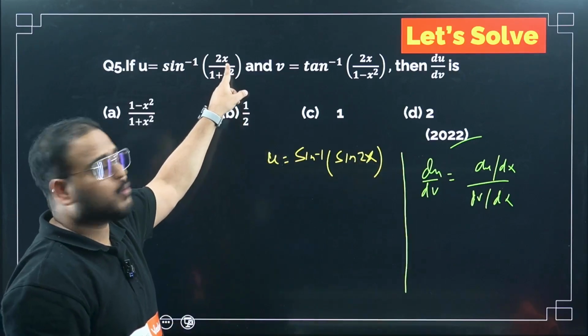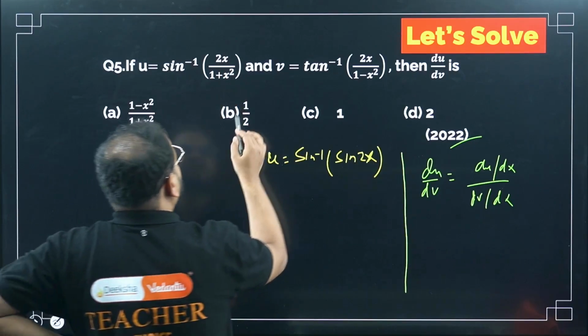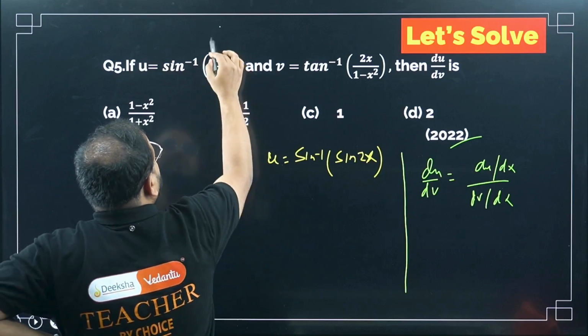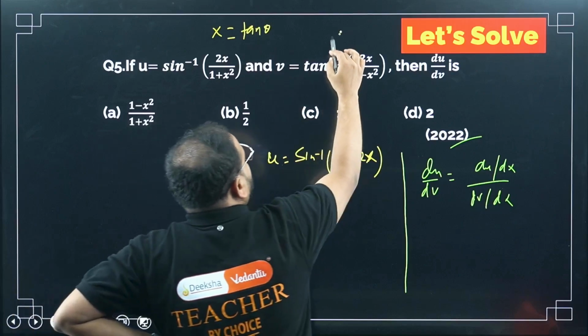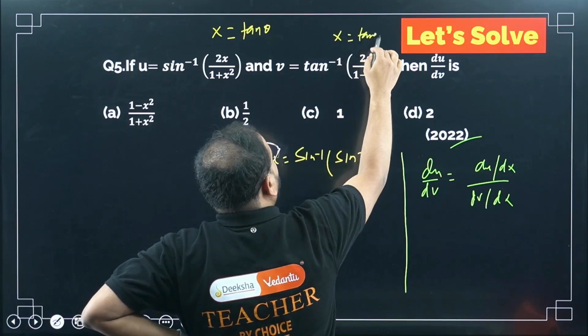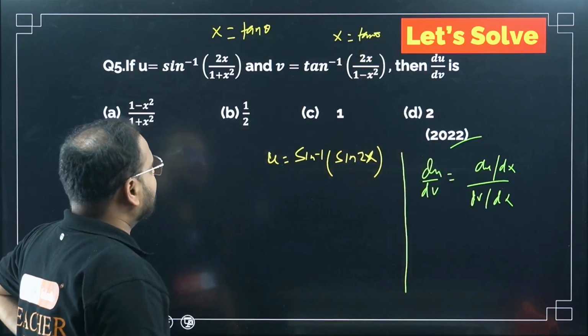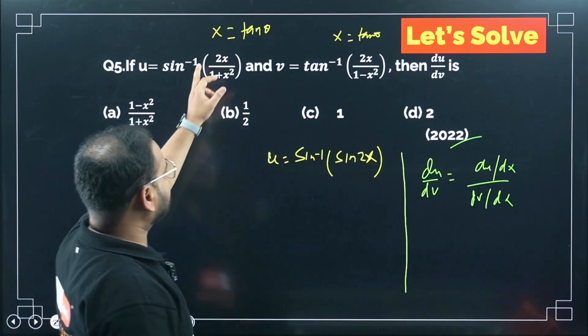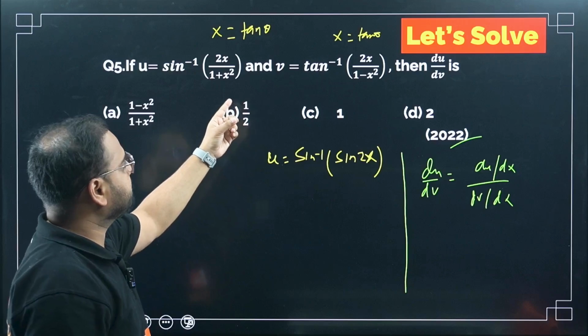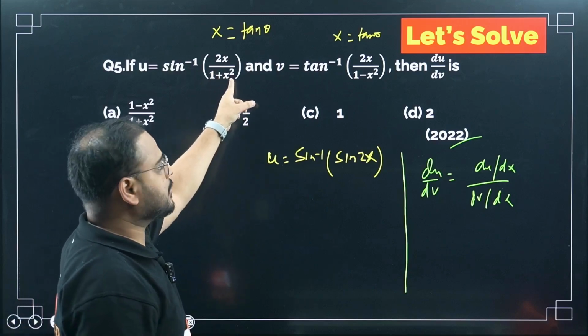Sine 2x is what? 2. If I replace in both the places, x equals to what? Tan theta. Over here also, x equals to tan theta. What am I going to get? I'll get this as 2 tan theta upon 1 plus tan square theta every time.